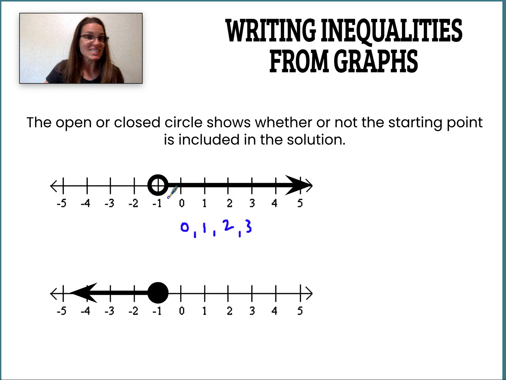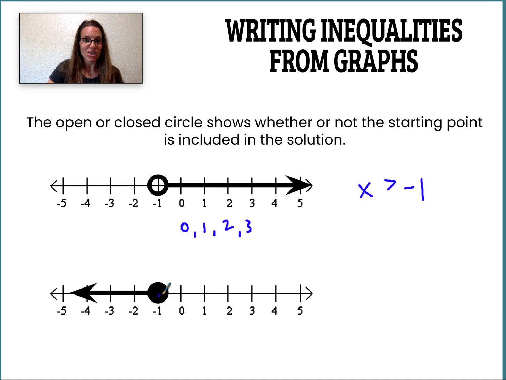We know -1 is not a possible solution because of the open dot. The open dot shows that this starting point of -1 is not included in the solution. My inequality then will be x is greater than. My graph indicates all of the values greater than -1, but not greater than or equal to. The open dot is what tells me that -1 is not part of my solution, so there's no equality component to my symbol. X is greater than -1 is the inequality represented by this first graph.